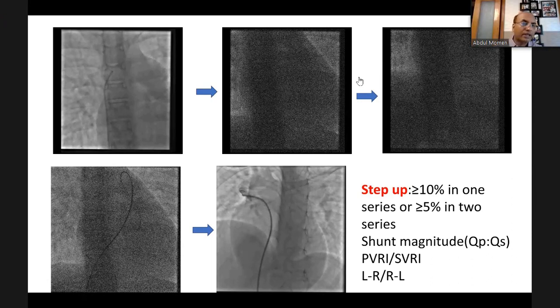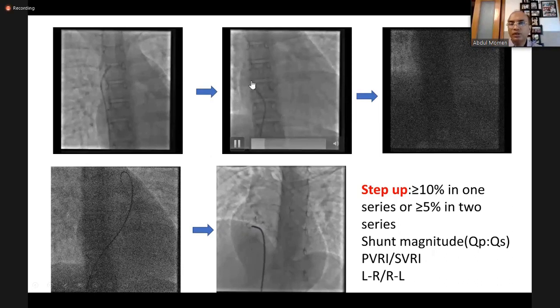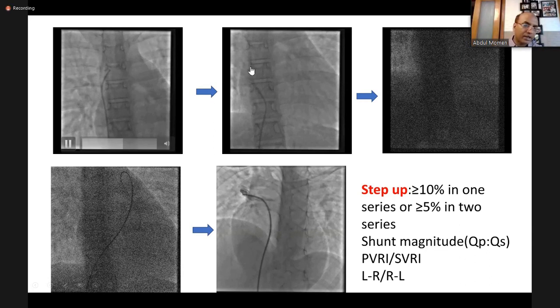Here is the catheter in the SVC. We are dropping into the RA. We are doing the oximetry: RA high, RA mid, and RA low. This is the RA low. Here, our catheter in the pulmonary artery, and then pulmonary artery here.